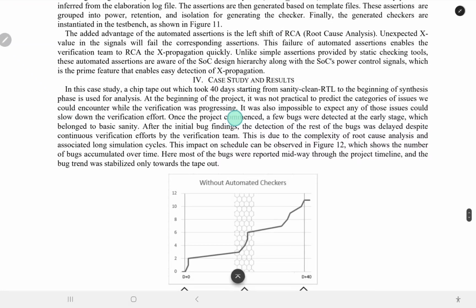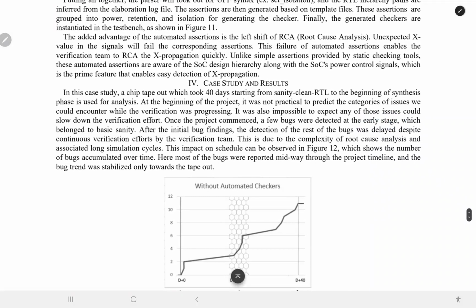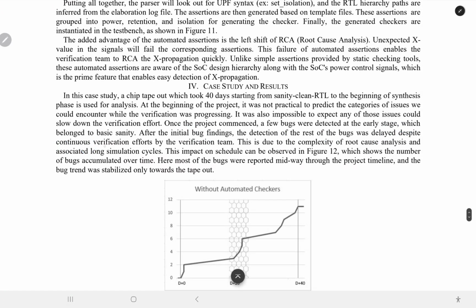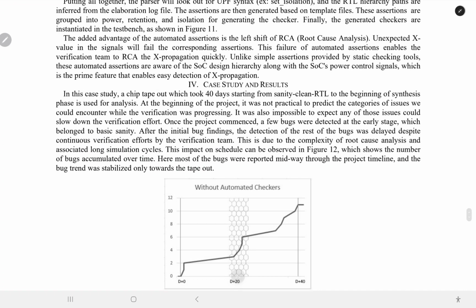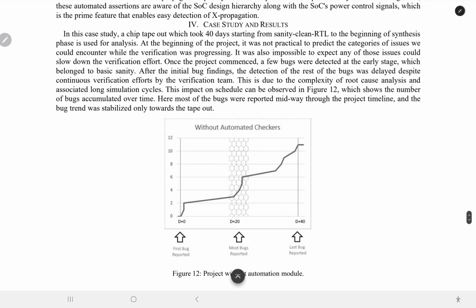Once the project commenced, a few bugs were detected at the early stage, which belonged to the basic sanity. After the initial bug findings, the detection of the rest of the bugs was delayed despite continuous verification efforts by the verification team. This is due to the complexity of the root cause analysis and the associated long simulation cycles. This impact on the schedule can be observed in Figure 12, which shows the number of bugs accumulated over time.